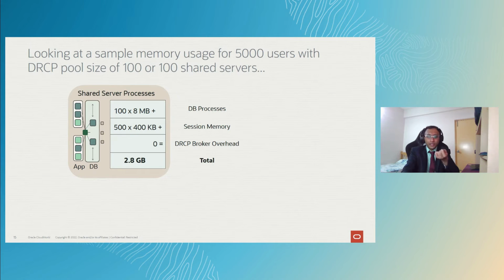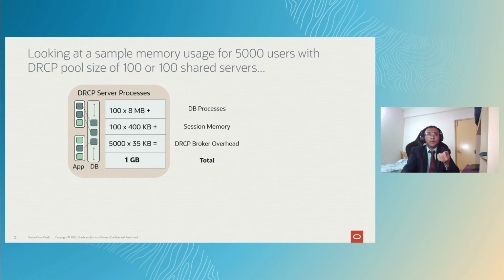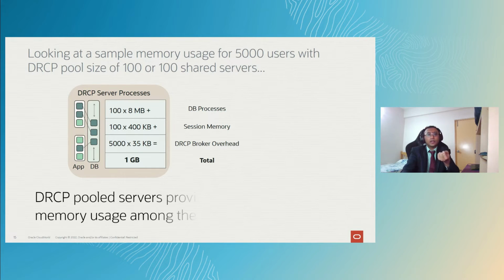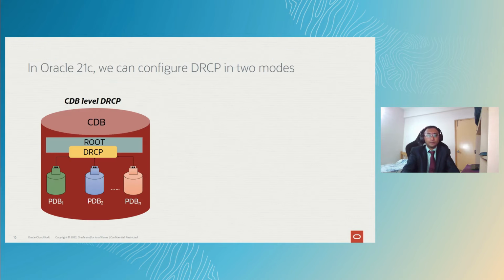Now this drastically reduces when you look at shared servers. So in shared servers, let's say you are using 100 shared servers. In that case, the memory drops down to 2.8 GB. And in case of DRCP, the memory drops down even further because the session memory is also now shared. So it drops down to even 1 GB. And DRCP uses 35 KB per connection for its connection broker as well. So you can clearly see that when there is a large requirement, DRCP pooled server provides the best database host memory usage among the three options.